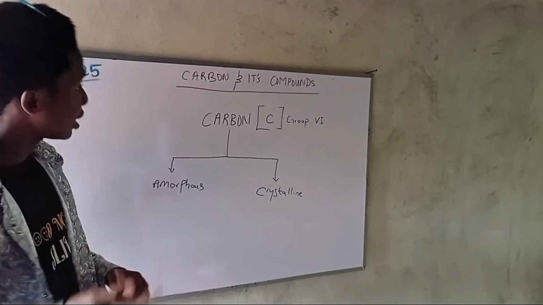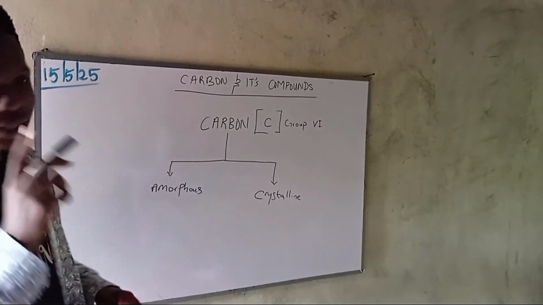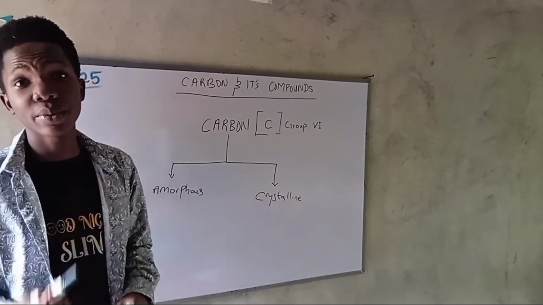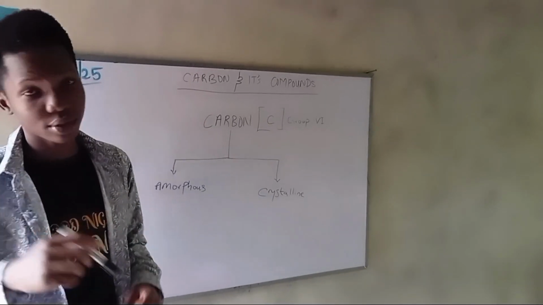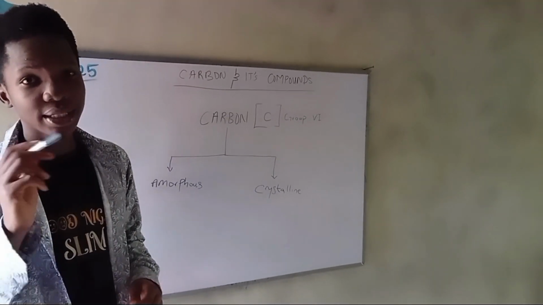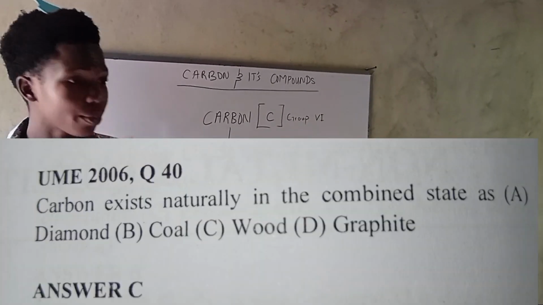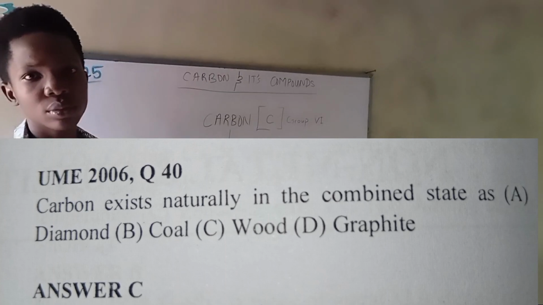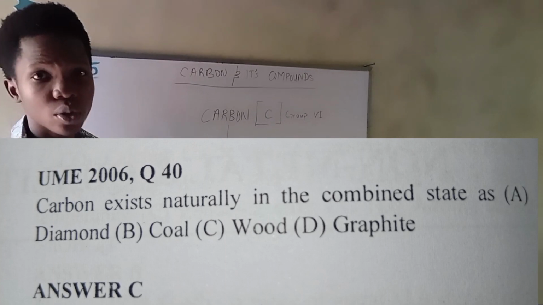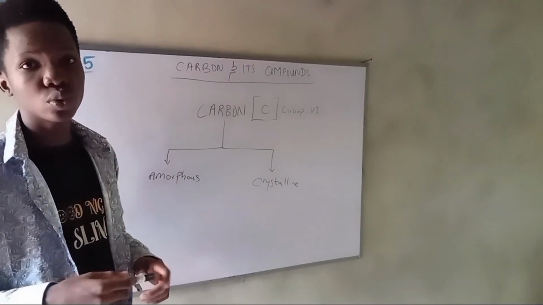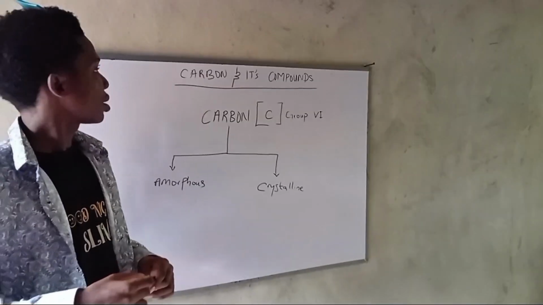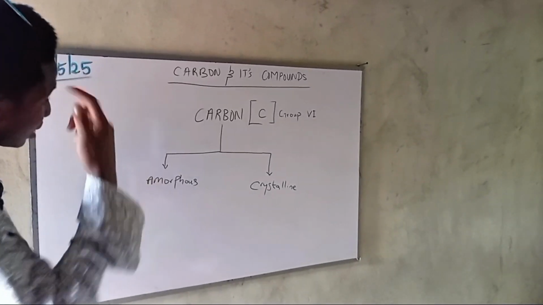One thing you have to note about carbon is that it is the 17th most abundant element in the Earth crust. Take note, in the Earth crust. Carbon exists in combined form as petroleum, wood, and petroleum gases. So now let's go forward.